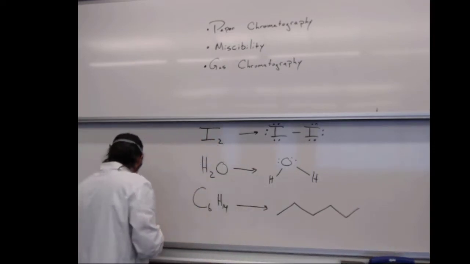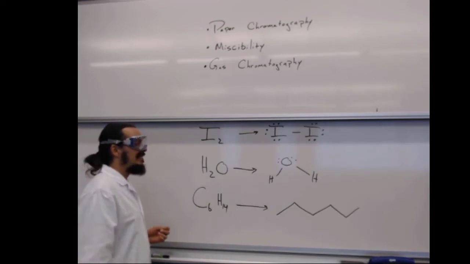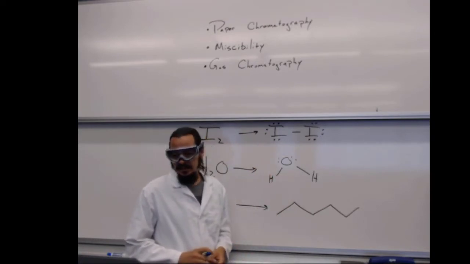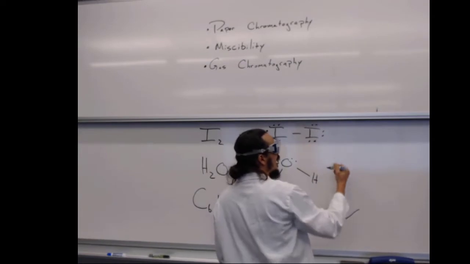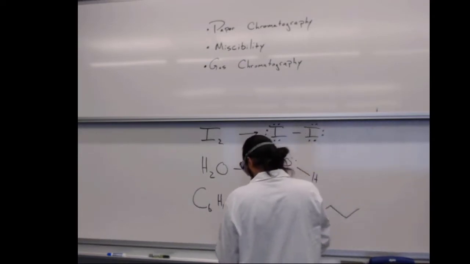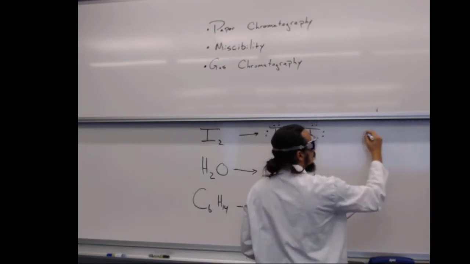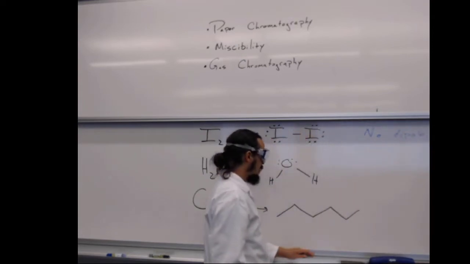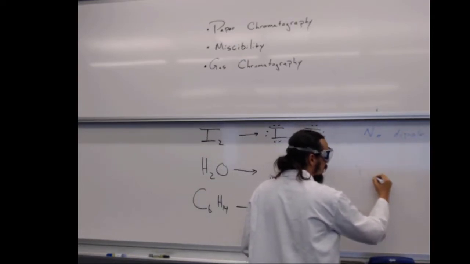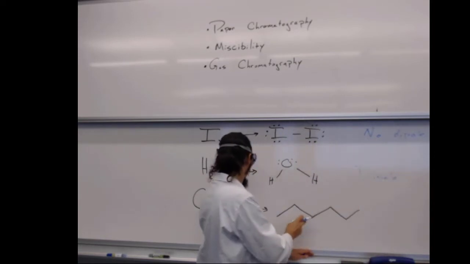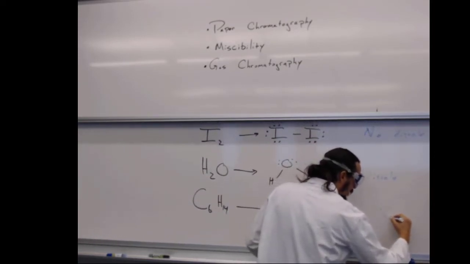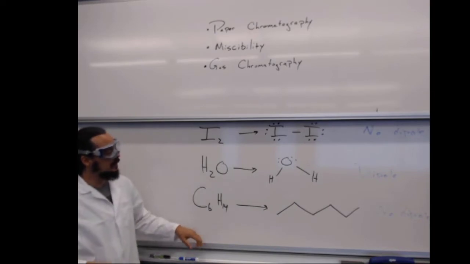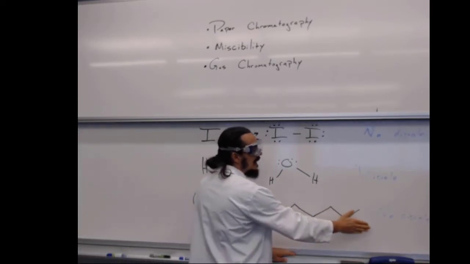And what we want to do with each of these is determine, does it have a permanent dipole moment or not? That is to say, is there an asymmetry of where the electronegativity is in each compound? And if we look at iodine, oh, that pen doesn't work. If we look at iodine, we get no dipole. If we look at water, we get a dipole. And if we look at hexane, we get no dipole.